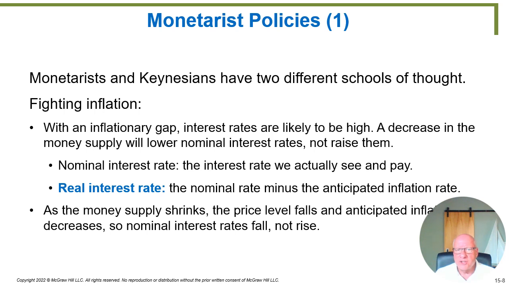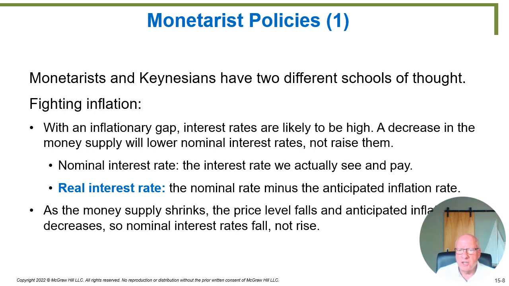So, monetarists and Keynesians have very different schools of thought on these issues. For fighting inflation, when there's an inflationary gap, which is just a fancy way of saying the economy is growing faster than the long-run ability of the economy to produce goods and services, that means the economy is overheating. That's another analogy, of course. The economy is overheating, and if more people are trying to buy more goods and services than the economy is capable of producing, then there's going to be what? Price increases, triggering inflation. So an inflationary gap means the economy is overheating and prices are rising.